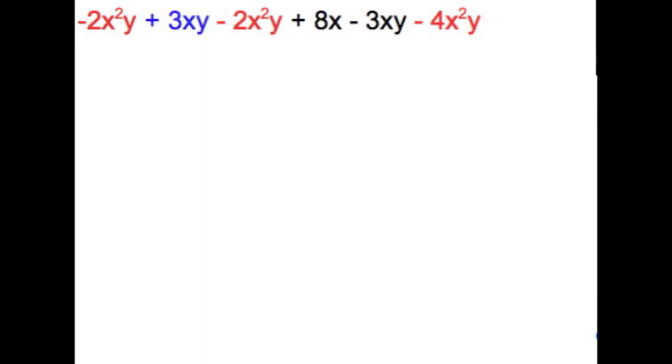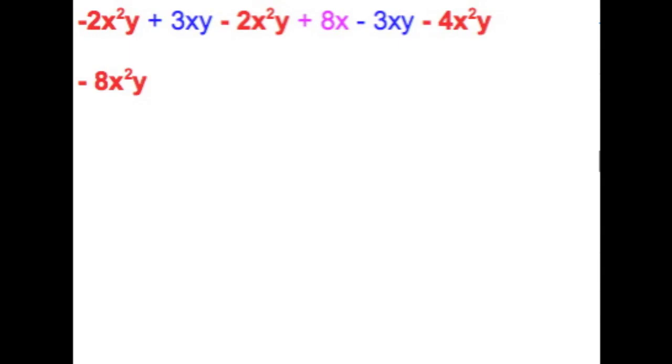Next, we look at our second term, which is positive 3xy. We need to determine the like terms to 3xy, so we're looking for variable combination of xy. Negative 3xy would be a like term. 8x is our last term, so there are no like terms to 8x.